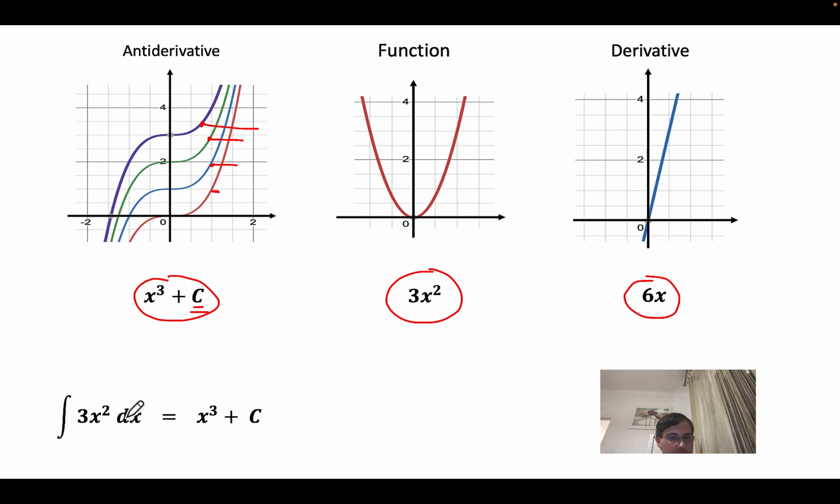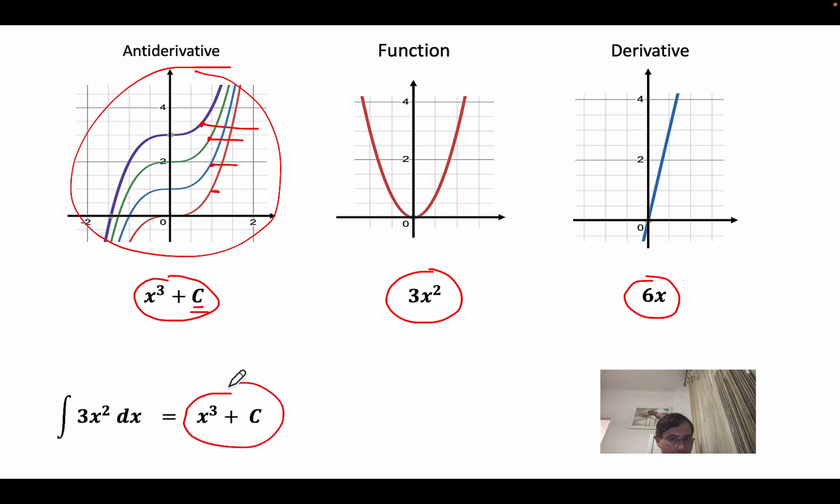So we'll be using this notation: the collection of all those antiderivatives, i.e. the functions of this kind, x cubed plus c, where c is any constant, we call this collection the indefinite integral, and we use the symbol for the indefinite integral of this given function 3x squared.